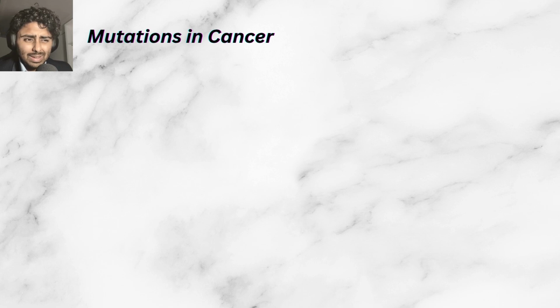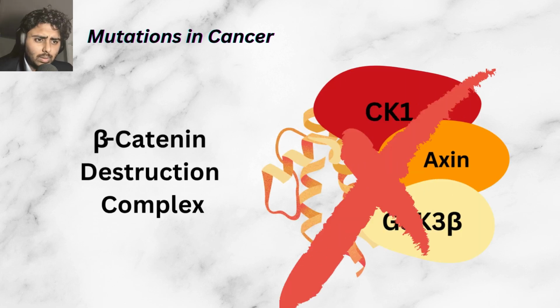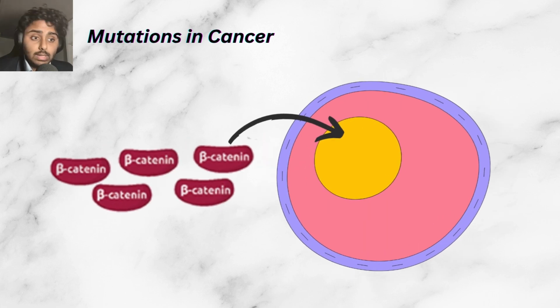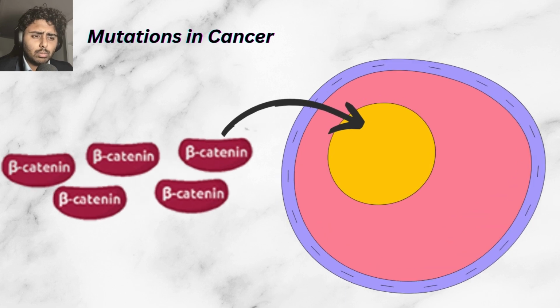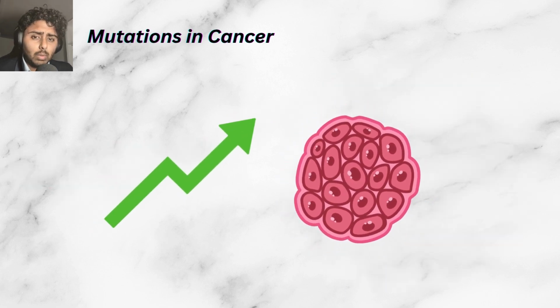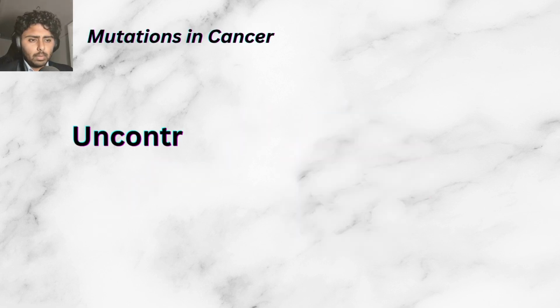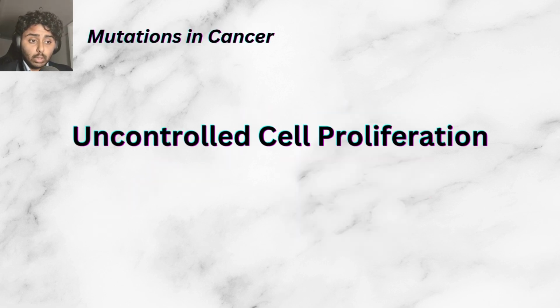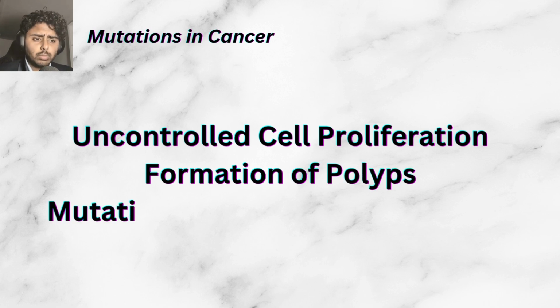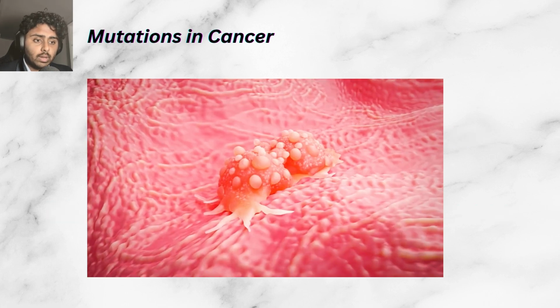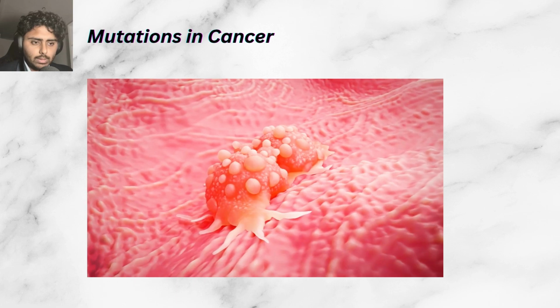Why does this matter? Because these truncations remove the beta-catenin binding and downregulation domains, APC can no longer assemble the destruction complex. As a result, beta-catenin is no longer degraded, it accumulates, enters the nucleus, and continuously activates growth-promoting genes. This creates a constant on signal for cell division, even in the absence of Wnt. The outcome? Uncontrolled cell proliferation, the formation of polyps, and over time, the accumulation of additional mutations in other oncogenes like KRAS and tumor suppressors like TP53. All of this can drive progression to colorectal cancer.